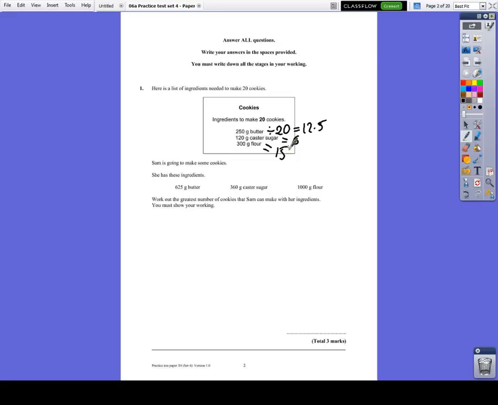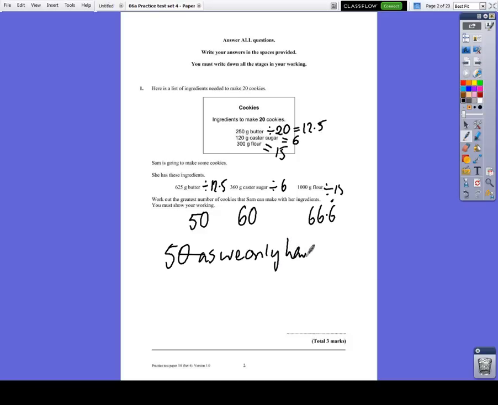To work out how much you would need of each one, if we do 625 divided by 12.5, that means we can make 50 with the butter that we've got. Divide this by 6, that means we can make 60 with the sugar that we've got. And if we divide this one by 15, it means we can make 66.6 of these. However, we've only got enough to make 50 overall because of the butter. So the answer is 50, as we only have enough butter for that.